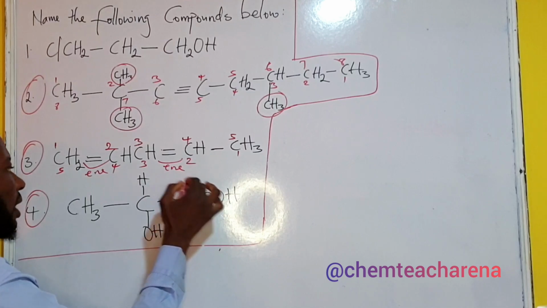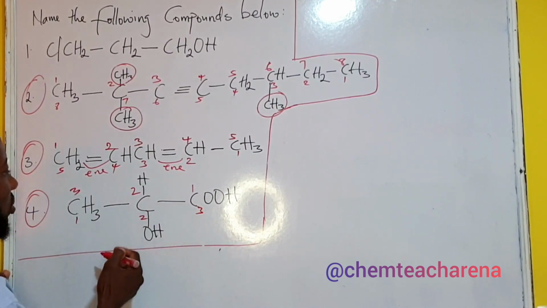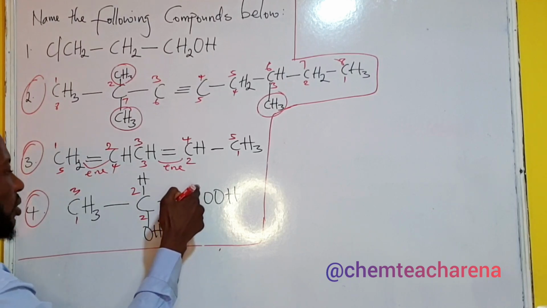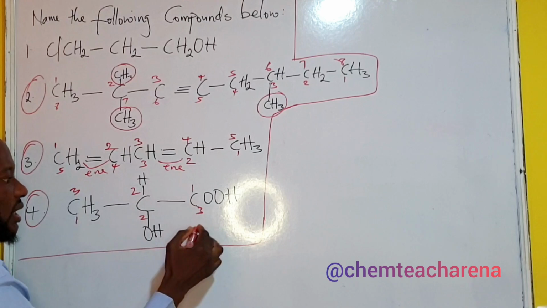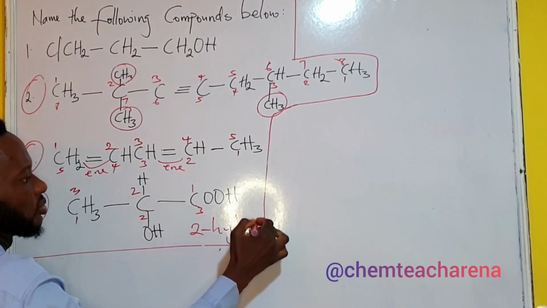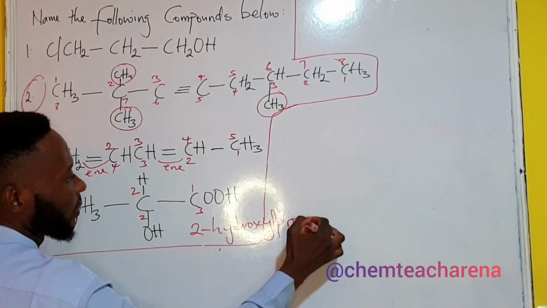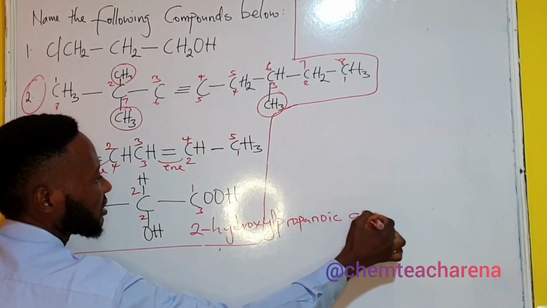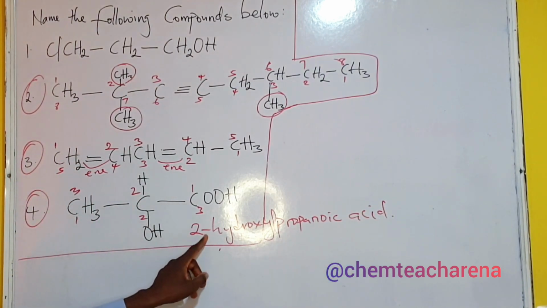So numbering begins from here: 1 2 3. You can see name 1 2 3, but we are making use of this particular one because we are giving preference to this carboxylic acid. 1 2. Then our name is going to be 2-hydroxy propanoic acid. Propanoic acid. That is the name of that one. So this one becomes 2-hydroxy propanoic acid. I hope that is clear.